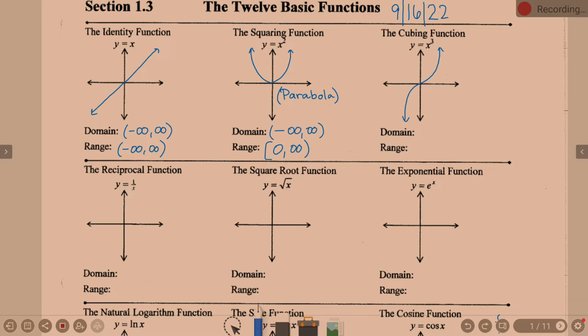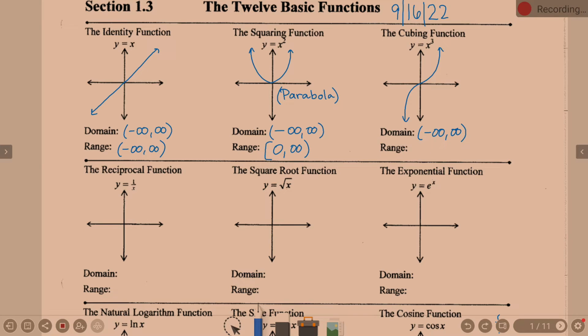How far left and right does this graph go? As it goes farther down, it's going farther left. As it goes farther up, it's going farther right. So domain, all real numbers, negative infinity to positive infinity.